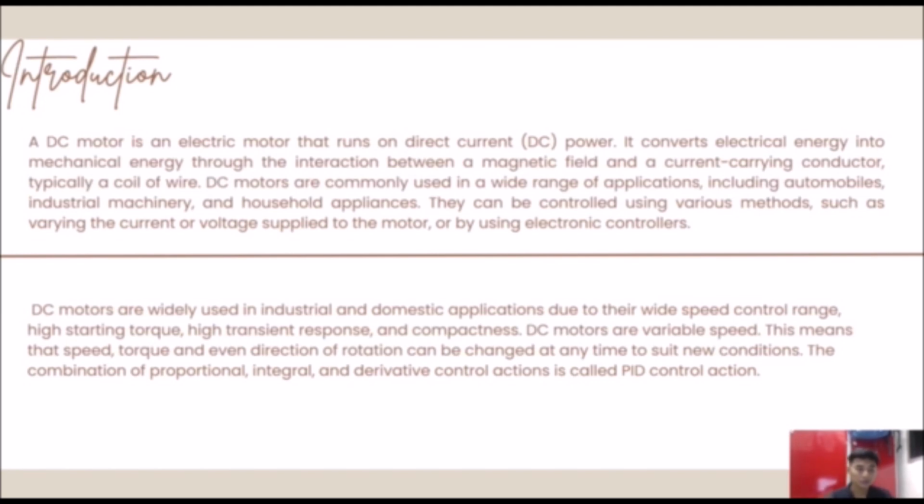DC motors also are widely used in industrial and domestic applications due to their wide speed control range, high starting torque, high transient response, and compactness. This means that speed, torque, and even direction of rotation can be changed at any time to suit new conditions. The combination of proportional, integral, and derivative control action is called PID control action.